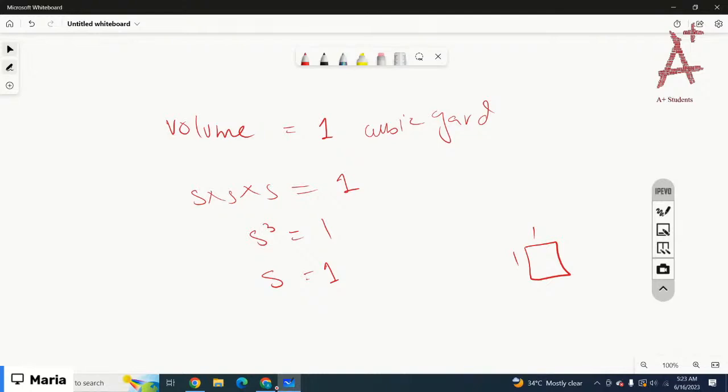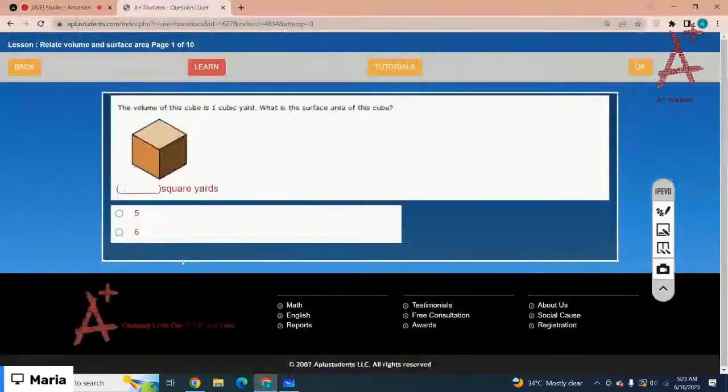So whenever we are given the side lengths, we have to calculate the area of one side. That would be side times side. 1 times 1 is 1. And then because the cube has 6 faces, you have to do 1 times 6, that equals 6. So the surface area of the cube is 6. Got it? So the correct option is 6.